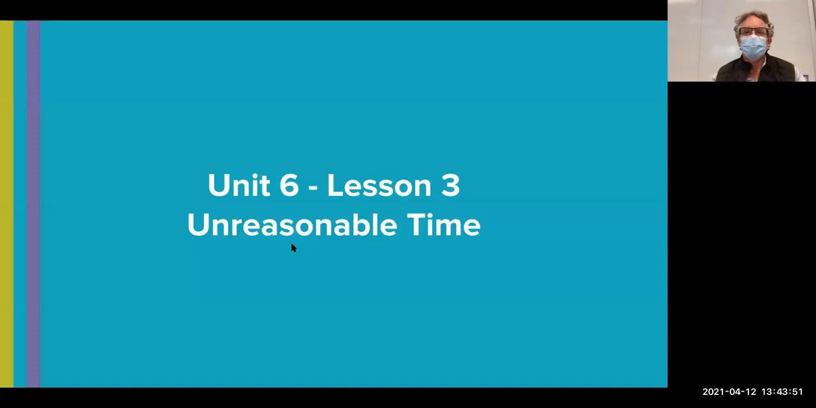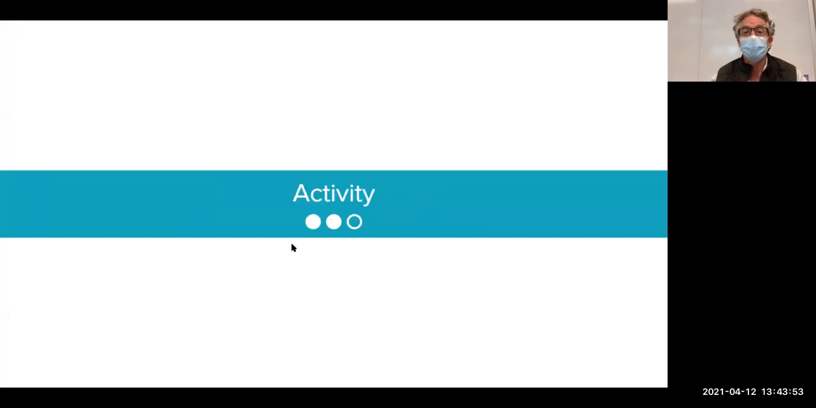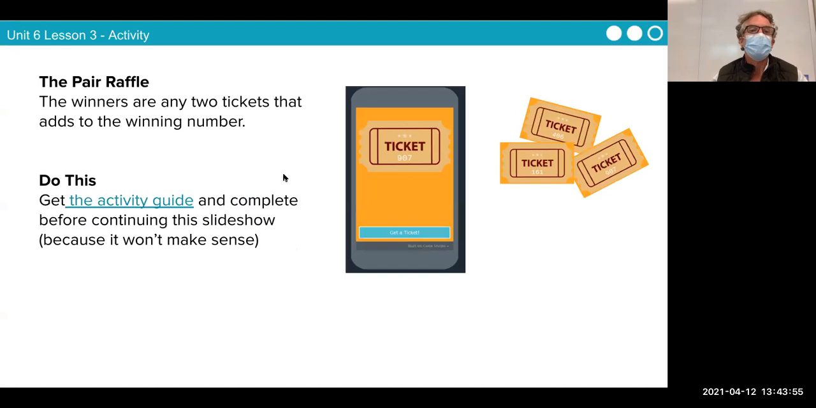All right, lesson 3, unreasonable time. What is that? The pair raffle. The winners are any 2 tickets that add to the winning number. First thing we're going to do, you've got your activity guide. Complete that before continuing this slideshow because it won't make any sense. Okay, let's go to our activity guide.